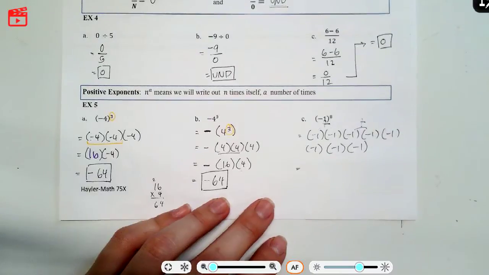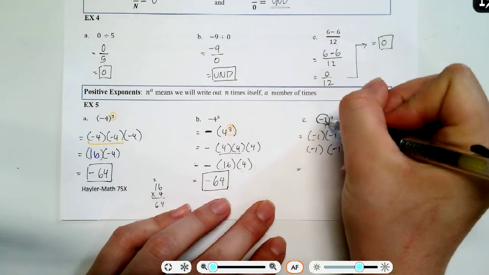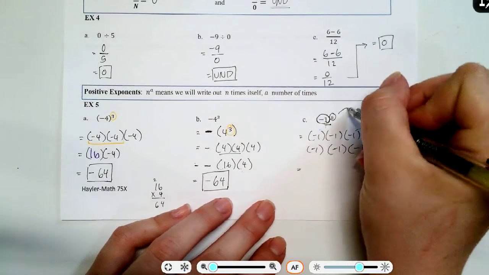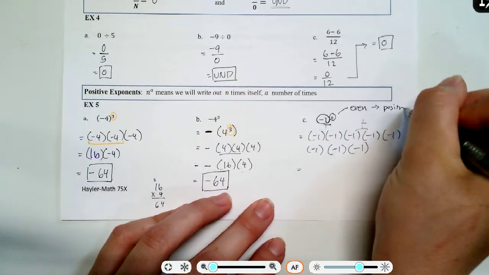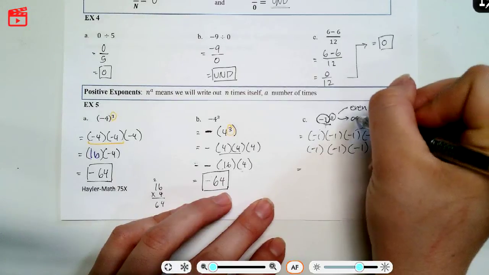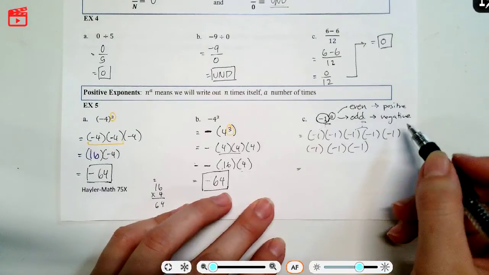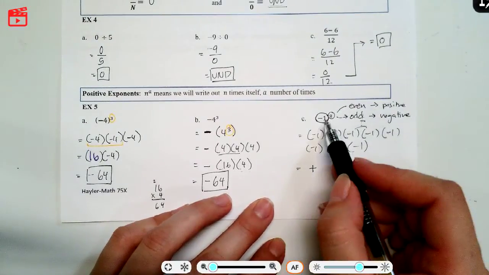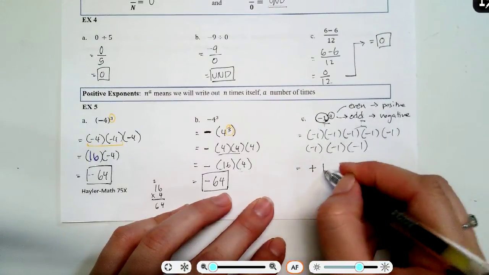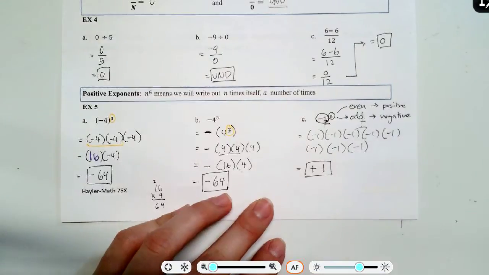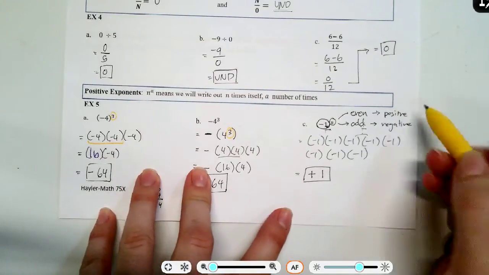You know what? There's a shortcut way to do this. Here's the shortcut. If you have a negative in parentheses raised to a power, if this power is even, your answer is going to be positive. If this power is odd, your answer is going to be negative. Okay, so since this is even, I know my answer is going to be positive. So the question is, what is 1 times itself 8 times? That's just going to be 1. You can multiply 1 by itself 100 times, and it's still just going to be 1. All right, so remember that. It's a good thing to remember.